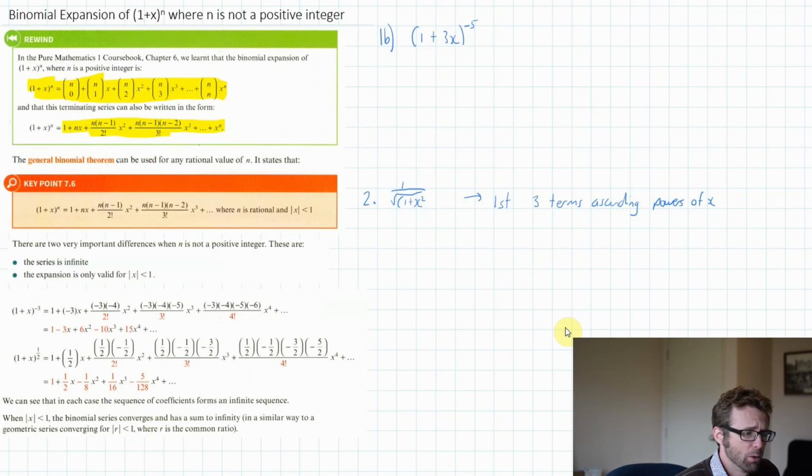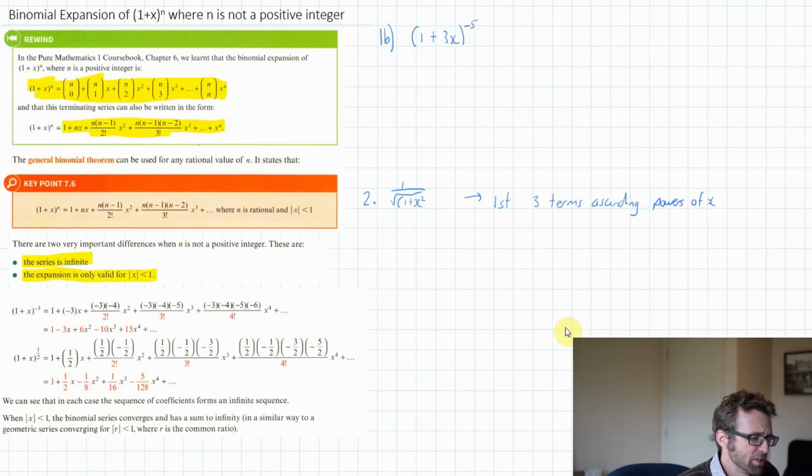The important differences that we need to be aware of when we are expanding a binomial where we've got a negative power or a number where n is less than 1 is that the series will be infinite, and so we're going to have to cut it short in some way, and we also know that the expansion is only valid for the modulus of x less than 1.